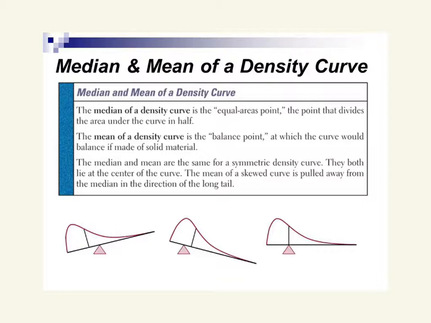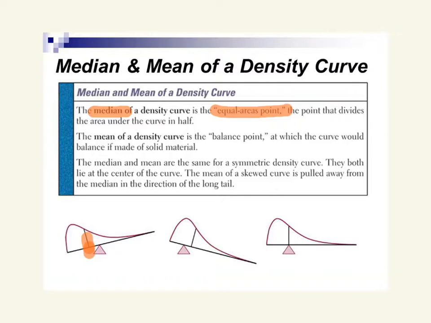All right, so when we talk about the median of a density curve, what we're referring to there is the equal areas point. So what that means is that's the point that's going to divide the data in half, meaning that 50% of the data will fall above the median and 50% will fall below the median. And so as you look at the diagram below here, the black line that we see in all of these diagrams, that's representing the median. That's the equal area point.